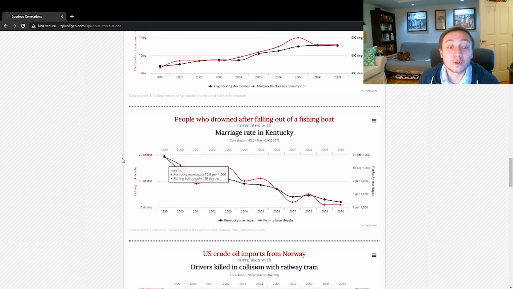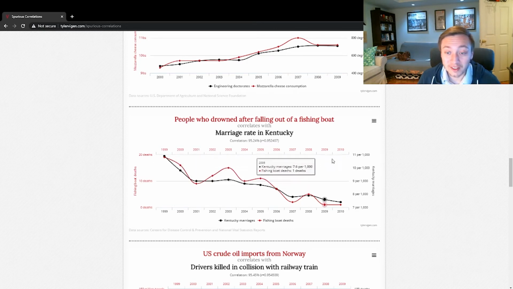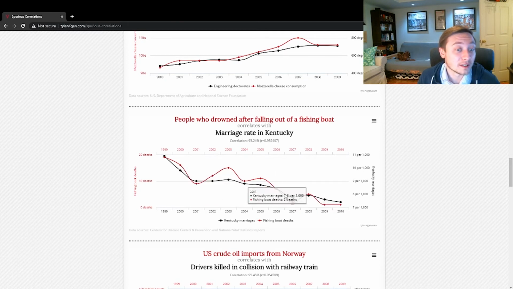And here I'll give you an even more extreme example, right? So here's the year over year from 1999 to 2010, the year over year rate of people, apparently in the United States, I assume, because this is a CDC data series, right? This is the number of people in the US every year in this series who drowned after falling out of a fishing boat, and the marriage rate in Kentucky. So you can see here that the marriage rate declines precipitously across this time period, along with apparently boat safety increasing. So good to see that fewer people are falling out of fishing boats, but maybe not so good to see that the marriage rate in Kentucky has declined so much.